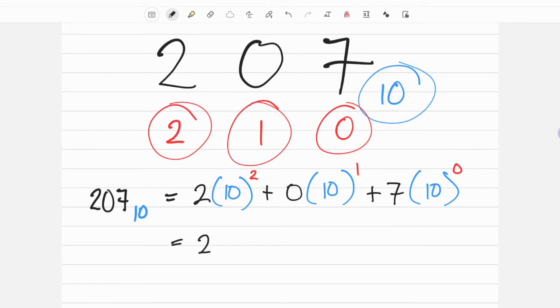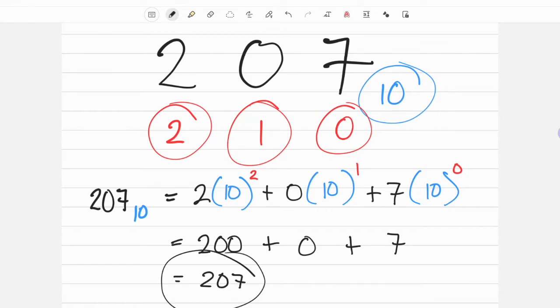Multiplied by 2, that is 200. No? Plus, 0 times 10 to the power of 1. And so may 10 to the power of 1, that is 10. But it is multiplied by 0, so that is 0. Plus 7 times 10 to the power of 0. What is 10 to the power of 0? That is 1. And 1 times 7 is 7. So you have 207. So yung ana lang yung concept.